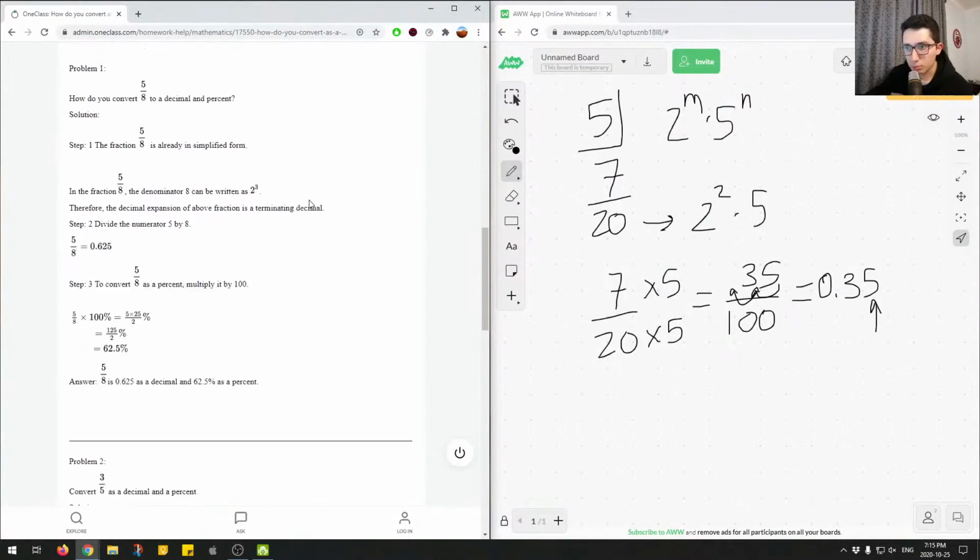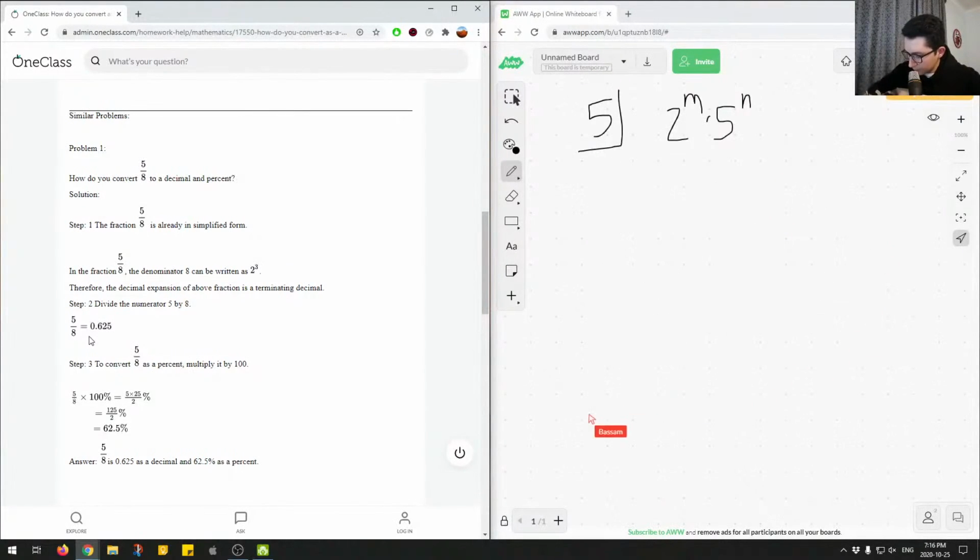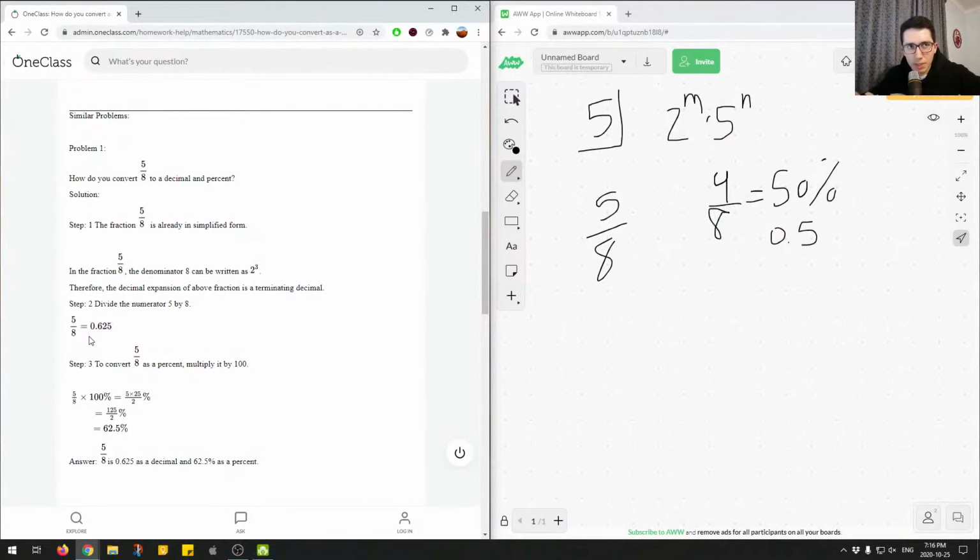So let's look at another example presented by the Junior Tutor. Here we have 5 over 8. We look at the denominator. We know that 8 can be written as 2 to the power of 3. That means we know it's a terminating decimal. So again, we want to get 8 to equal 100. In this case, it might be a little more difficult to do that. Let me clear some space here. If I had 5 over 8, I know right away that 4 over 8 is equal to 50%, or 0.5. That means 5 over 8 should just be a little bigger, but not that much bigger.